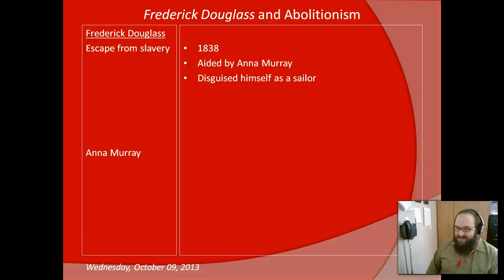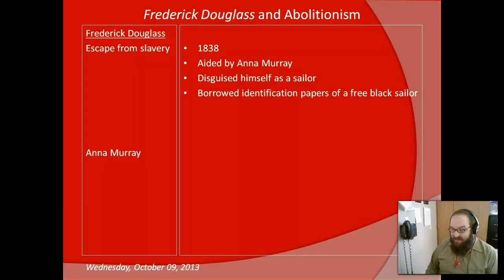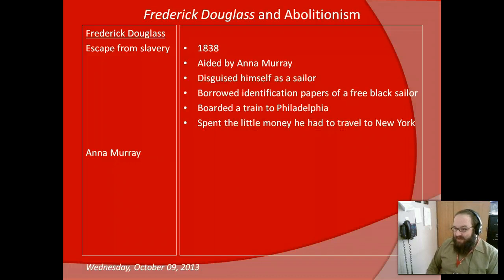To escape, Frederick Douglass disguised himself as a sailor, which was not an uncommon profession for black men in the North. He borrowed the identification papers of a free black sailor, who put himself in great danger to do so. He could have gotten in a lot of trouble and been put in prison for letting an escaped slave use his identification papers. With these identification papers, he boarded a train to Philadelphia, and from there spent the little money he had to travel to New York, which is kind of where he picks up in the last chapter of his narrative.